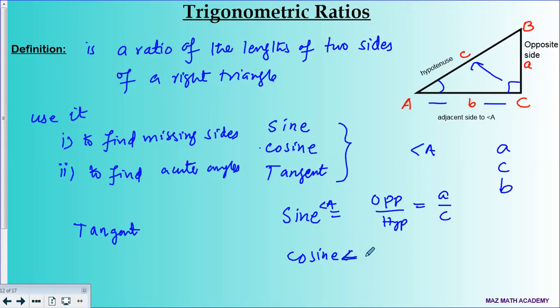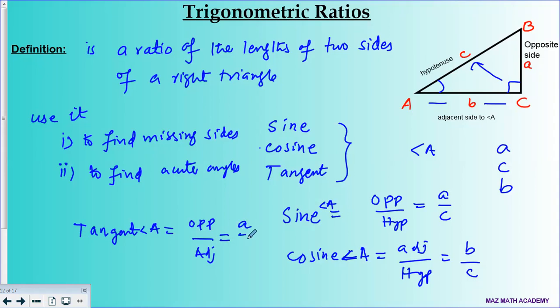Now, what will be the value of cosine, or cos A? It's equal to the adjacent side to angle A divided by the hypotenuse, which is equal to b divided by c. Now, what is the value of tangent here? Remember, the tangent is equal to the opposite side divided by the adjacent side. So the value of tan A will be equal to a divided by b.